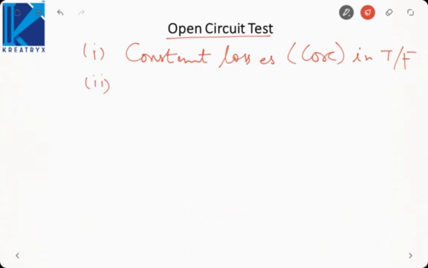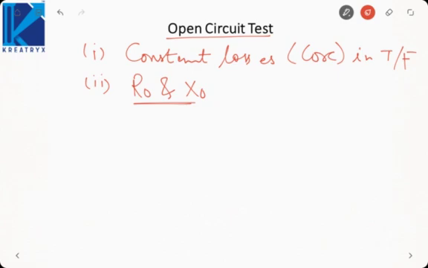Next we need to determine the R0 and X0 parameters of the equivalent circuit. As I told you, in testing of the transformer we have four objectives: to determine core loss, copper loss, R0, X0 and the series parameters of the equivalent circuit. So in open circuit test, we are fulfilling two objectives. One is to find the core losses in the transformer. The other is to find the parameters of the shunt branch of the equivalent circuit.